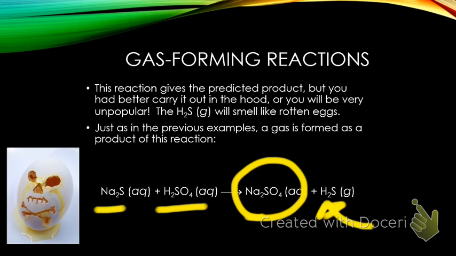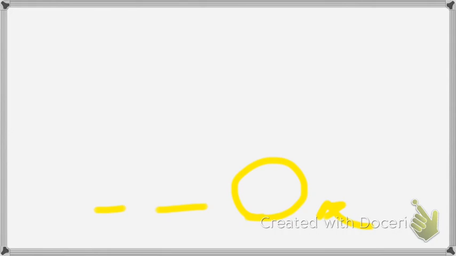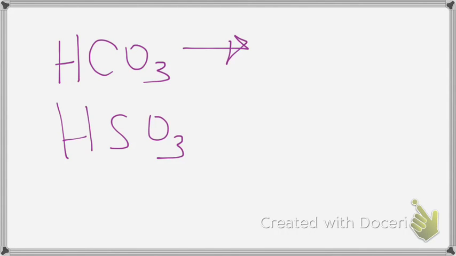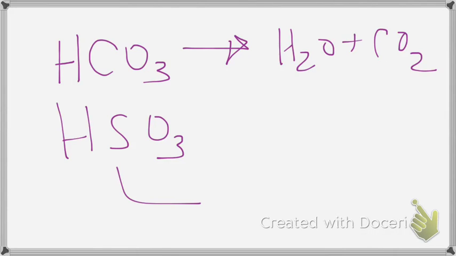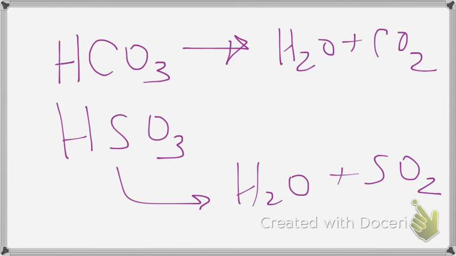So how can we know when to expect these types of reactions? Hopefully you see a pattern here. Anytime a hydrogen carbonate or hydrogen sulfite is an expected product, you can expect that this can decompose down to make water and carbon dioxide. Please note that this is not a balanced reaction. Likewise, we can have water and sulfur dioxide. And then the other one to expect is hydrogen sulfide, which is a gas.